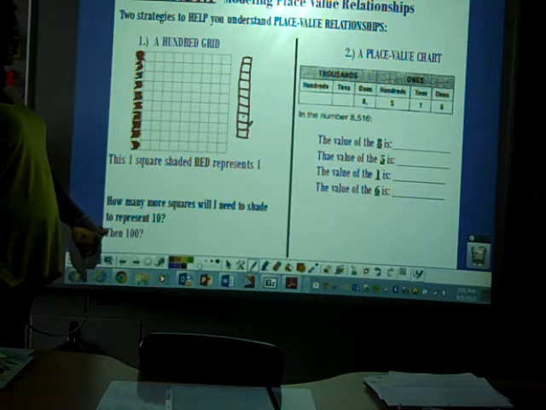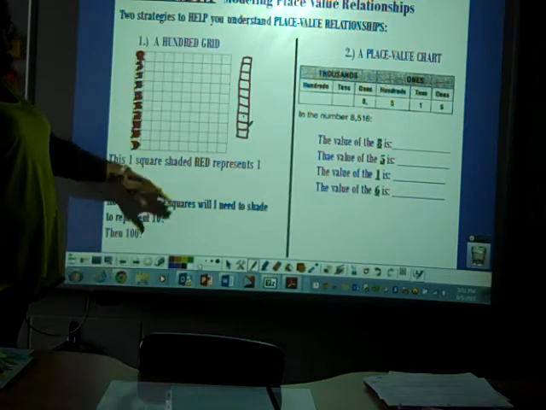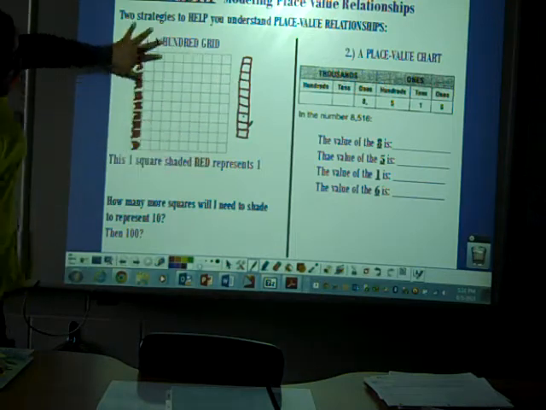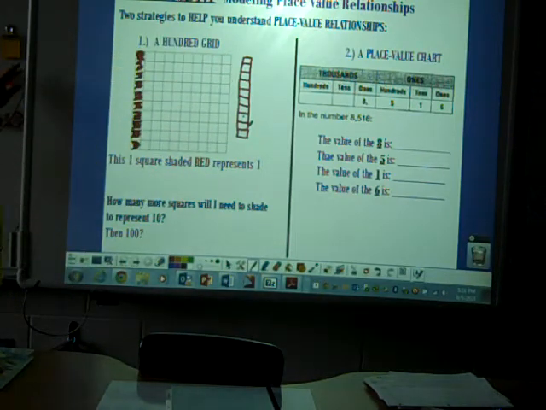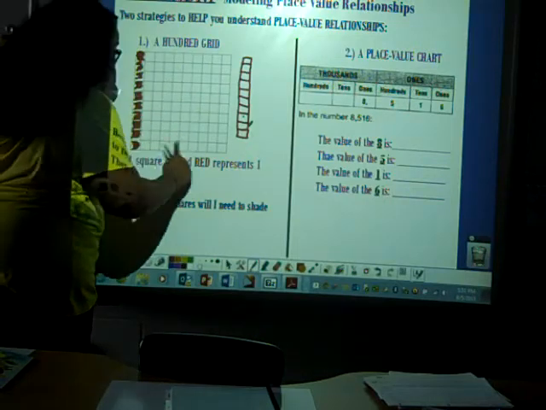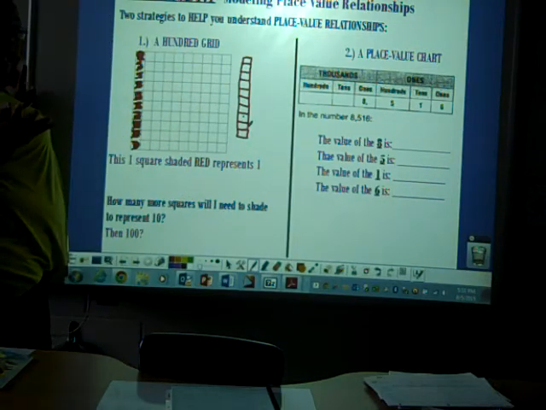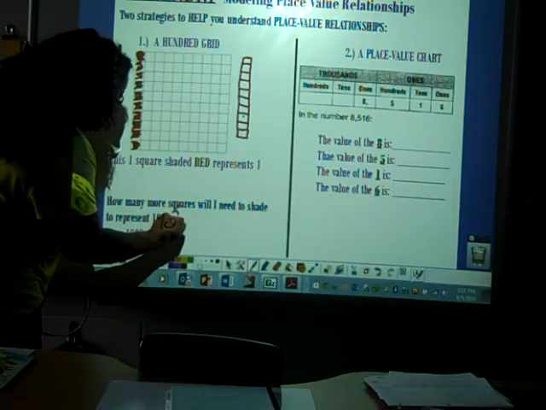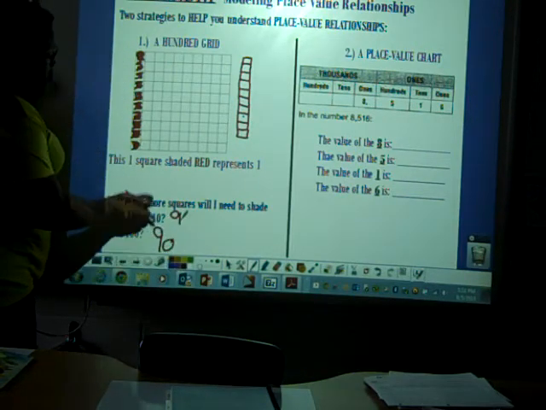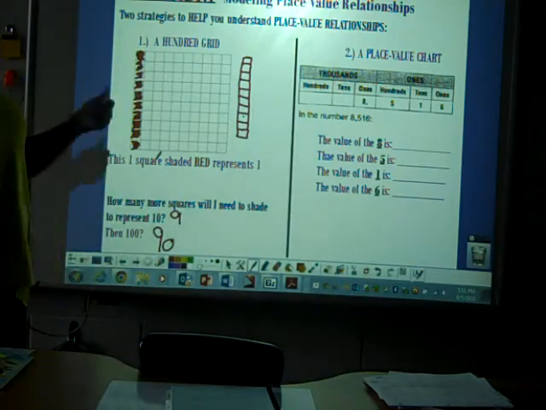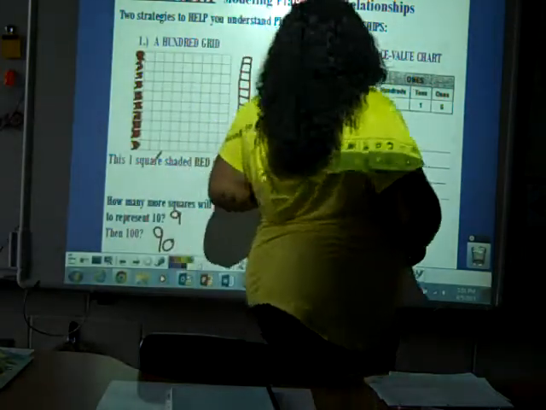So, how many will I need to shade to equal 100? To fill this entire 100 grid up. I've already shaded 10, so I need to shade the rest of this. So how many more is that? 90. I need to shade 9 more to give me 10. And then I need to shade 90 more to give me 100. There you go, boys and girls.